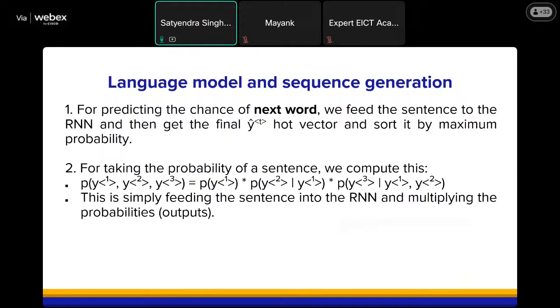And last time we discussed RNN for classification or some other tasks. RNN and its variants can also be used for sequence generation as well. So for example, for predicting the next word, we feed the sentence to the RNN and then get the final one-hot vector and sort it based on the maximum probability, and we take the word which has the highest probability. So basically, for computing the probability of a sentence, we compute the probability of the first output multiplied with the probability of the second output given the first output, and so on.